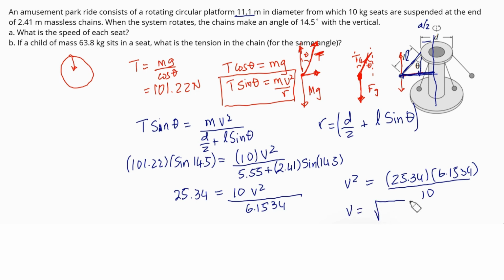And so v would be the square root of all of that, which is 25 times 6.1534 divided by 10, and then so that would be the square root of 15.6, which is 3.95 meters per second. Okay, so that's the speed at which this is rotating, so that gives us this angle of 14.5 degrees. So that's part A. The speed of each seat will be 3.95 meters per second.